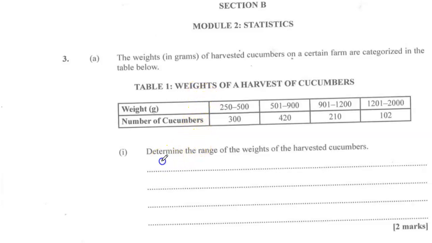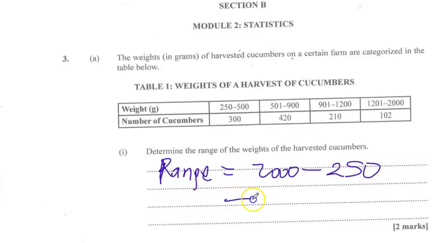So the range: the largest weight now. We just have to assume that there's a weight class of 1201 to 2000. So the largest possible weight there would have been 2000, and the smallest possible weight would have been 250. So the range is 2000 minus 250, which is 1750. So 1750 grams.